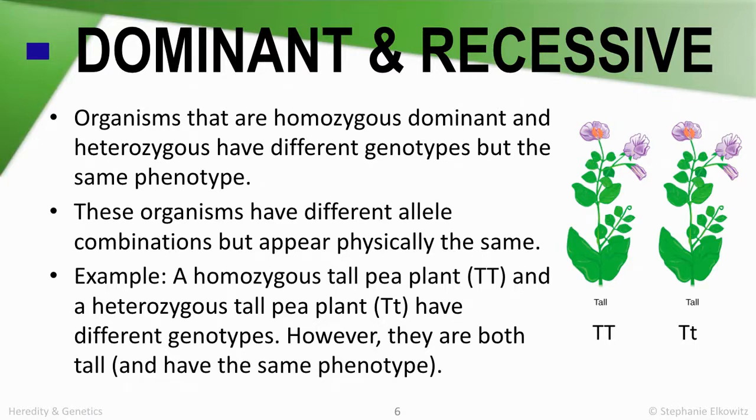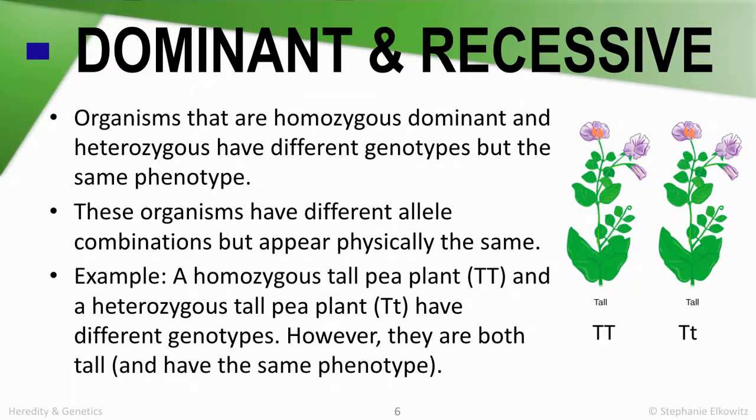Now, example here, this homozygous tall pea plant is capital T, capital T. And right next to it, looking exactly the same, is a heterozygous tall pea plant, capital T, little t. They have two different genotypes. The genes inside of them are different, but they do have the same phenotype, that physical trait. What we see is still the same.